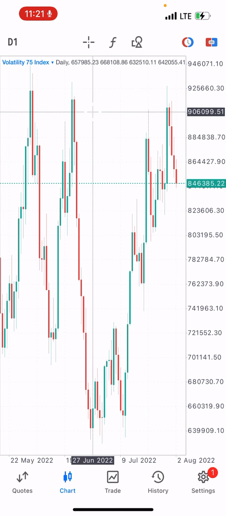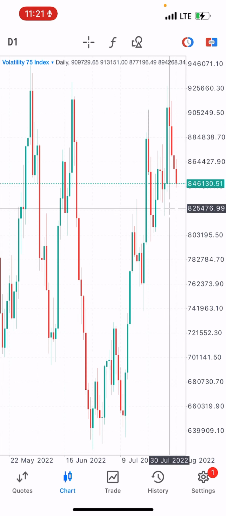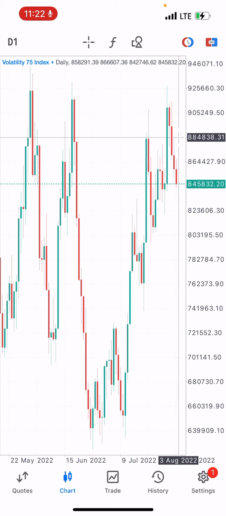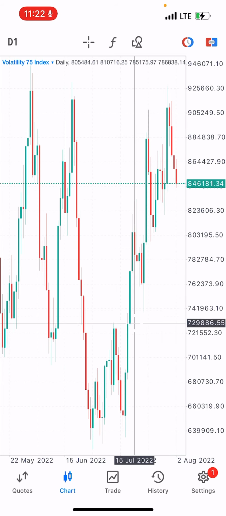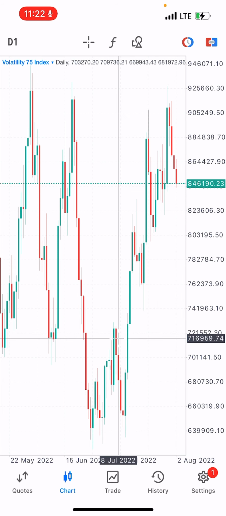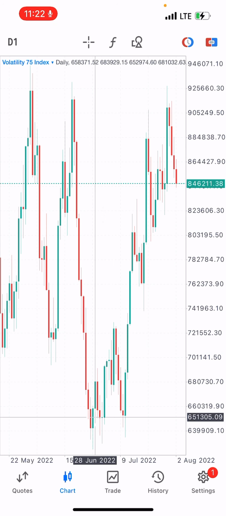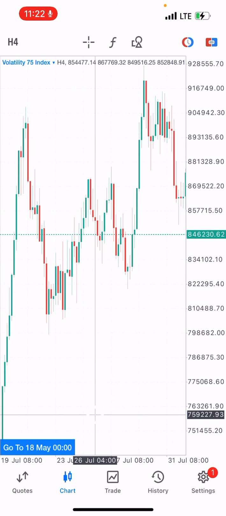So I'm just seeing it from the daily time frame, and as we can see, the market is moving to the downside. So it's best, I would say, a 70% that this market is going to continue moving to the downside. So at least to this point as our fixed take profit level, and right here as the final take profit level for Volatility 75 index.